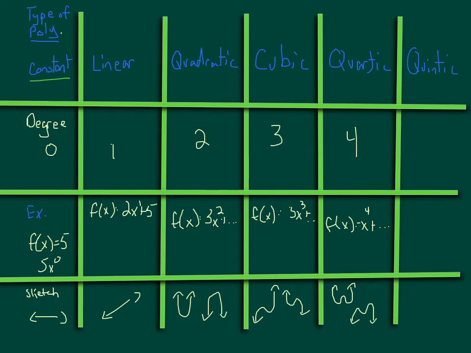And then finally, if you have a quintic polynomial, then you have f of x is equal to x to the 5th power plus, dot, dot, dot. And these are a little trickier to draw. They go up and then back down and then back up and then back down and then up. That's if you have a positive leading coefficient. If you have a negative leading coefficient, it goes down, up, down, up, down. They have 5 zeros.